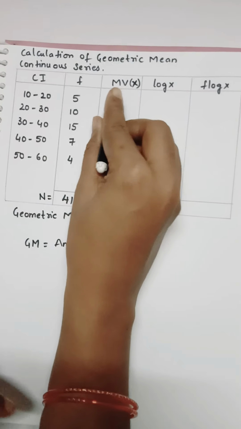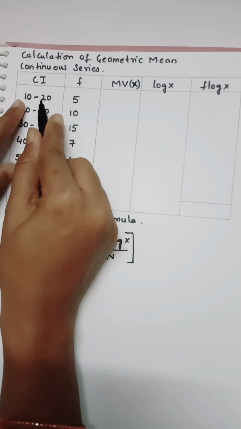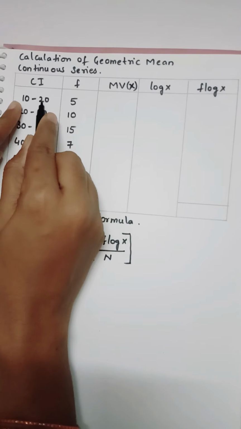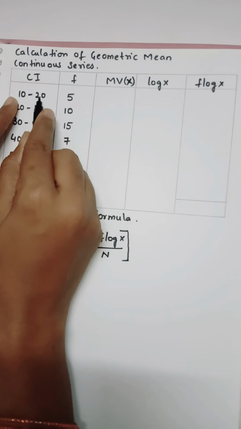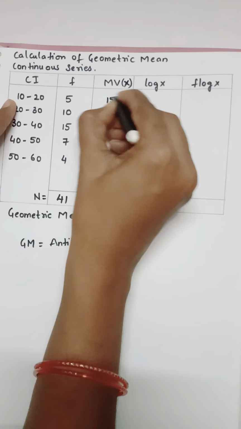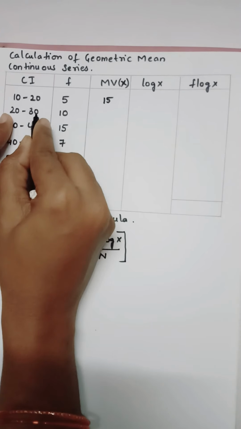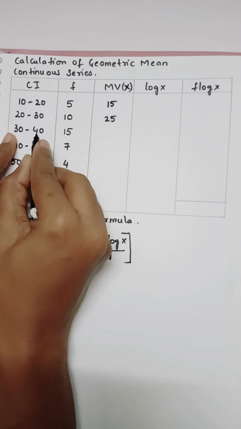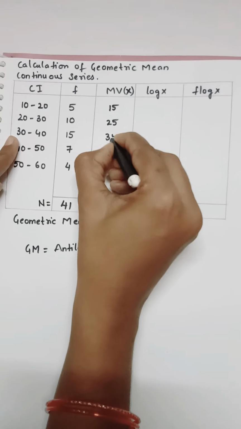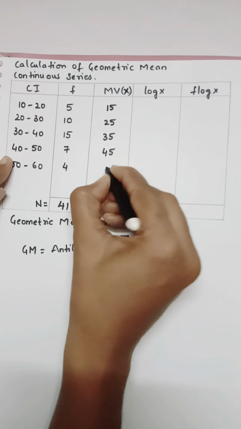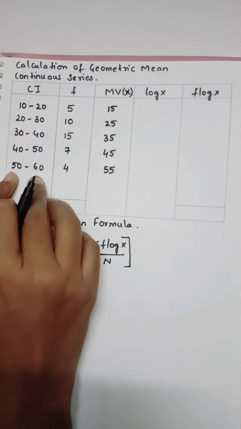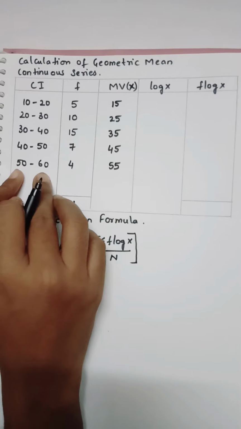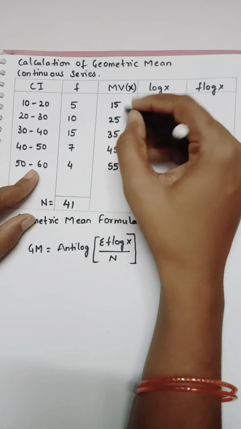The second step is the mid value. The mid value is the middle value between the two limits, the lower limit and the upper limit. 10 plus 20 divided by 2 is 15. 20 plus 30 divided by 2 is 25. 30 plus 40 divided by 2 is 35. Then 45 and 55. It is the average of the lower limit and the upper limit.